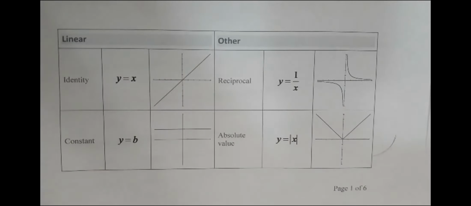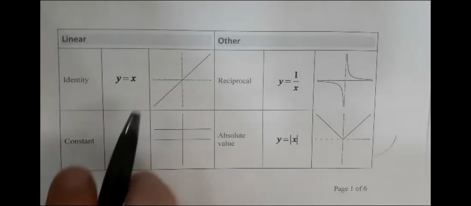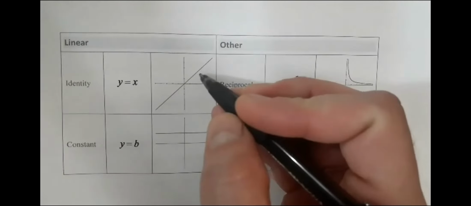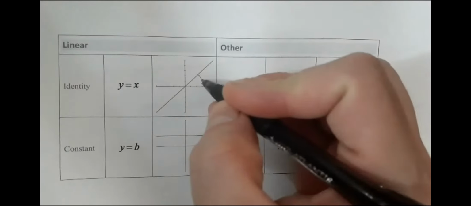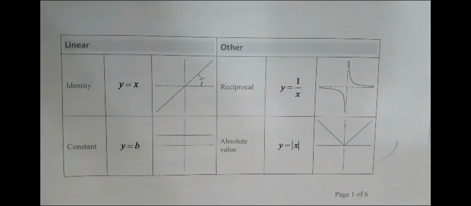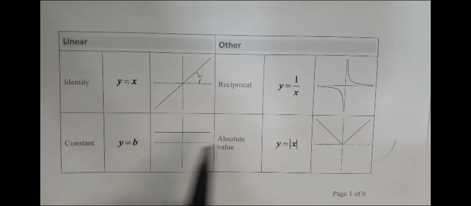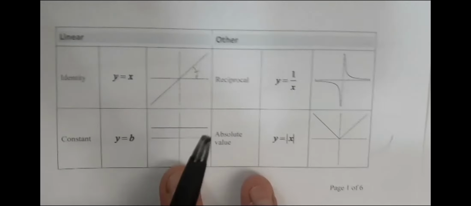So we should know these linear functions. y equals x is the one that goes directly down the middle. It is like that 45-degree line. So it's directly down the middle of the axis. 1, 1, 2, 2, 3, 3, 4, 4. Negative 1, negative 1. All those are points on there. y equals b is a constant. So we've had this. y equals absolute value of x.